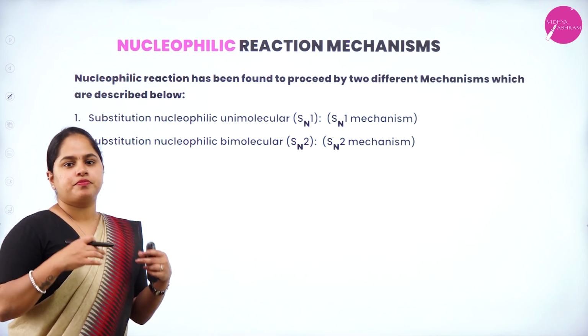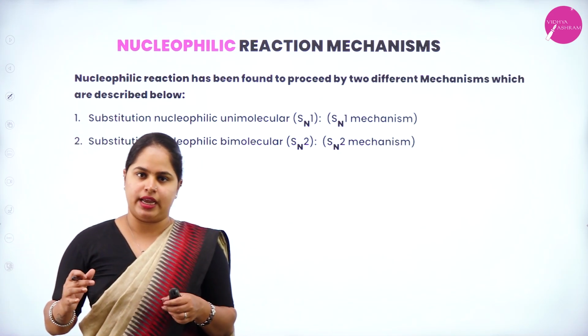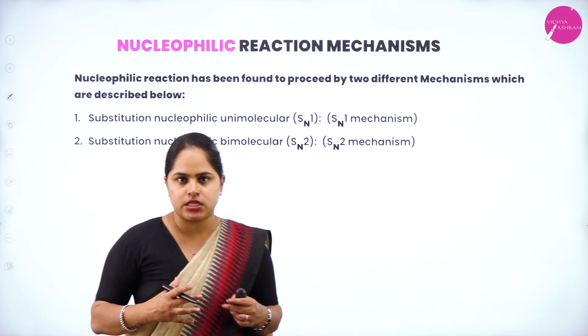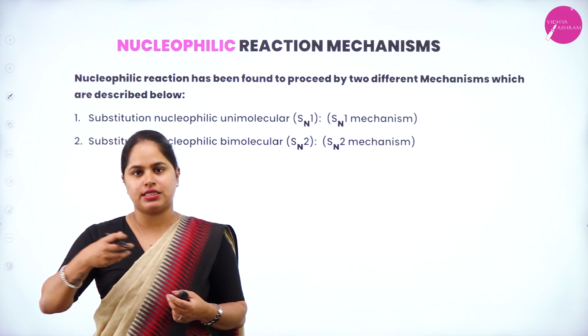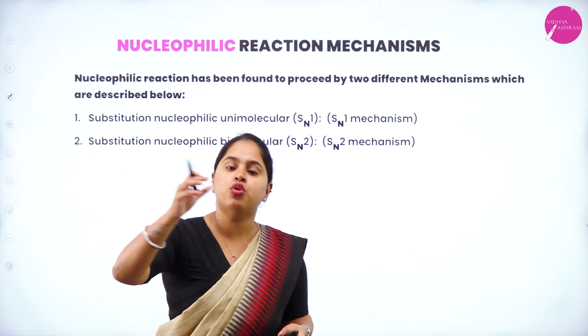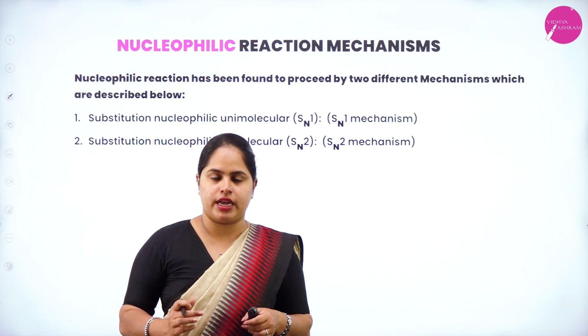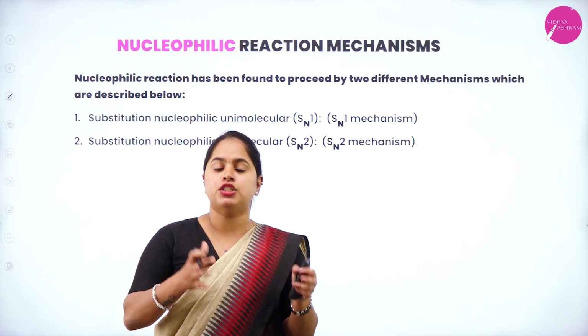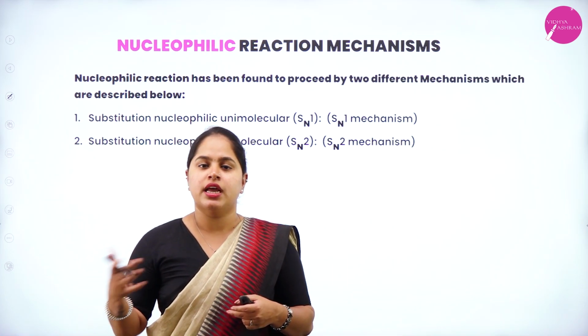As I said, we have already discussed what is nucleophilic substitution reaction. Which chapter are we studying? Haloalkanes and haloarenes. What did we discuss? Halogen atom will be replaced and in place of halogen atom, a nucleophile will be substituted. That is called nucleophilic substitution reaction. This can happen in two different ways. One is SN1 mechanism and another one is SN2.